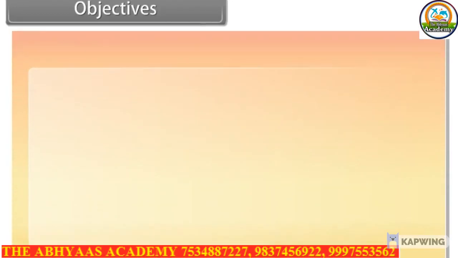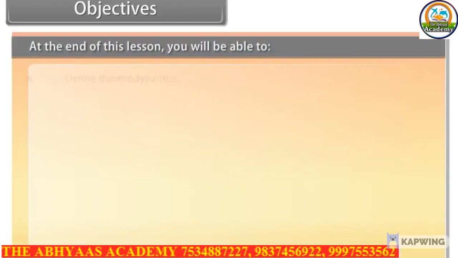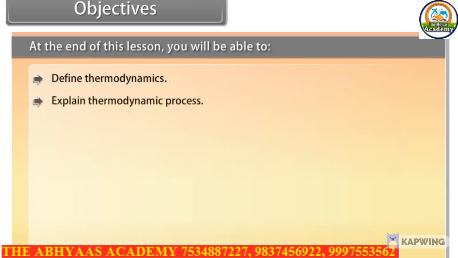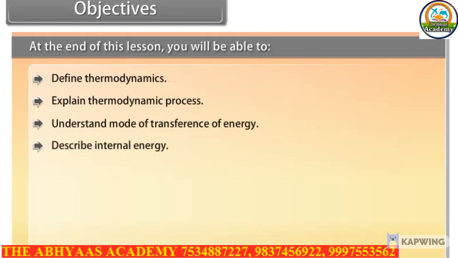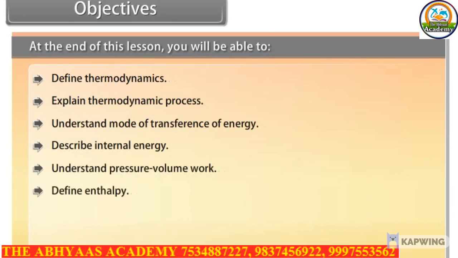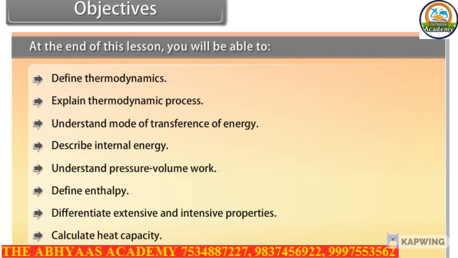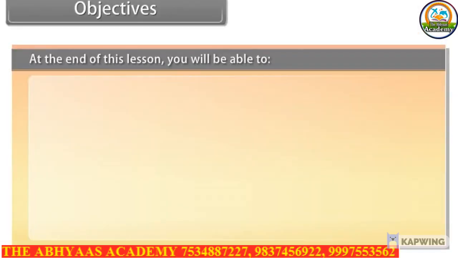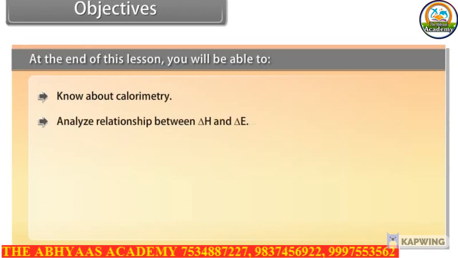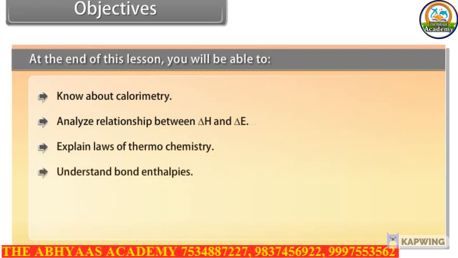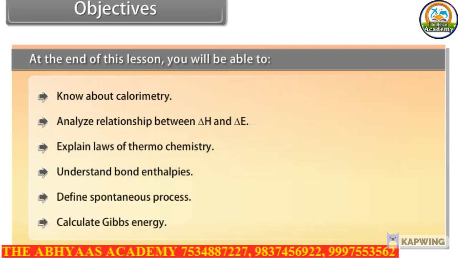Objectives. At the end of this lesson, you'll be able to define thermodynamics, explain thermodynamic process, understand mode of transference of energy, describe internal energy, understand pressure-volume work, define enthalpy, differentiate extensive and intensive properties, calculate heat capacity, know about calorimetry, analyze the relationship between delta H and delta E, explain laws of thermochemistry, understand bond enthalpies, define spontaneous process, calculate Gibbs energy.